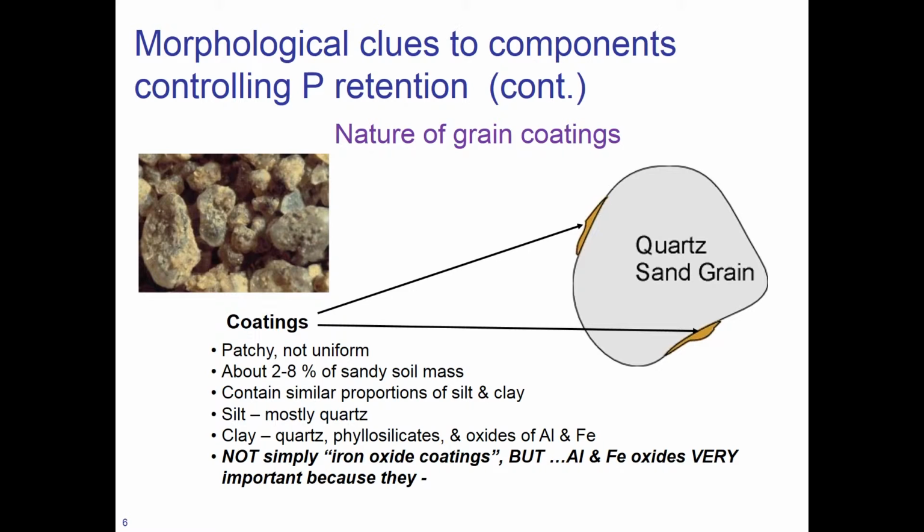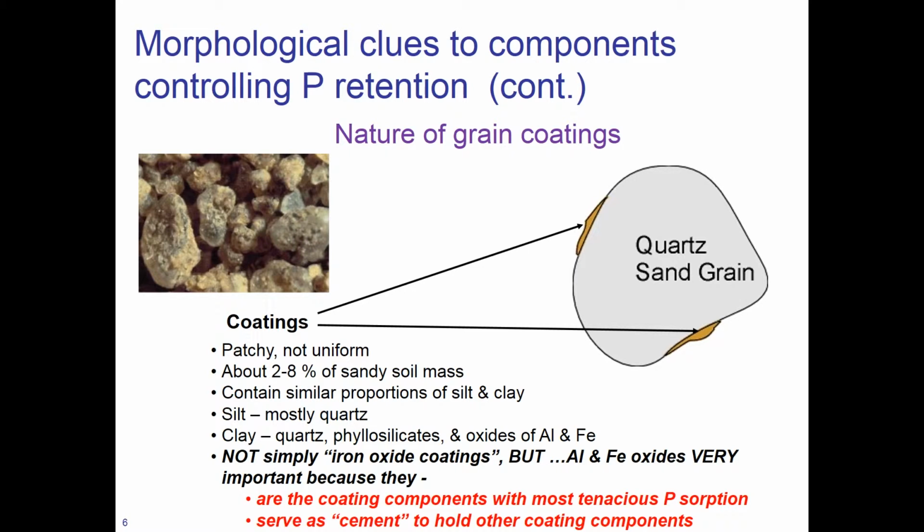Therefore, they're not simply iron oxide coatings as is commonly the conception, but aluminum and iron oxides are very important because they are the coating components with the most tenacious phosphorus sorption, and they serve as a cement to hold the other components on the grains. And if they're destabilized, the other components are destabilized and mobilized as well. Hence, they're responsible for not only a good portion of phosphorus adsorption, but also moisture retention, because they are keeping finer materials within the sandy matrix.